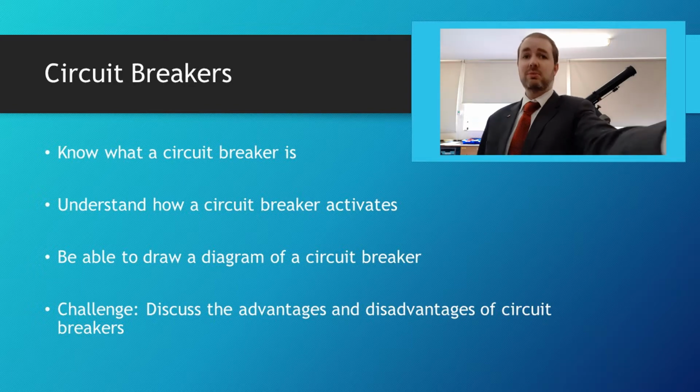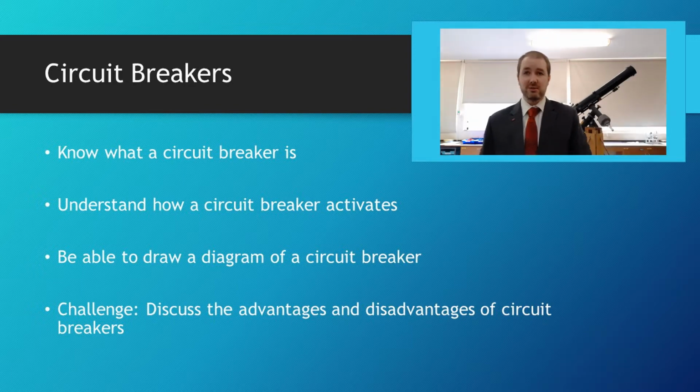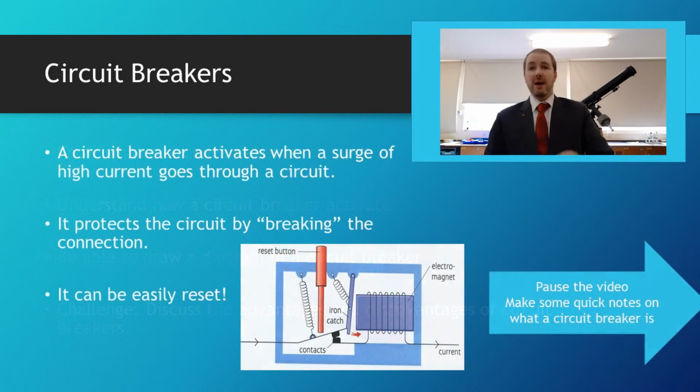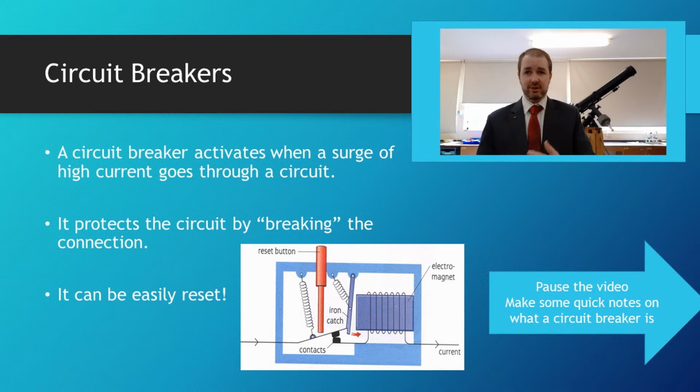So first of all, what is a circuit breaker? Well, it breaks circuits. And it does this by activating when a surge of high current goes through the device itself. So it protects the circuit by actually breaking it apart. There are two contacts inside the circuit breaker which will split apart and break the connection, which means that there can't be any current flow, so the circuit deactivates.